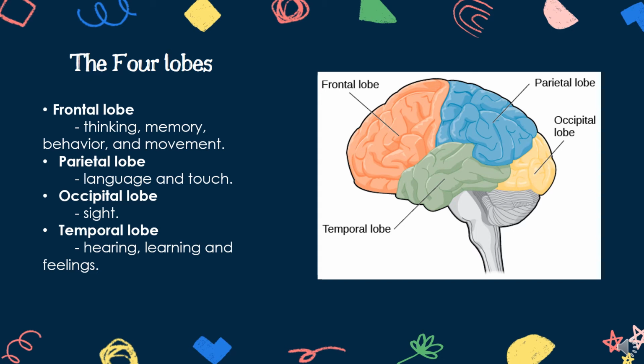Next is the parietal lobe, a part of the brain positioned superior to the occipital lobe and posterior to the frontal lobe, that integrates sensory information from different modalities, particularly spatial sense and navigation. It is responsible for language and touch. Third one is the occipital lobe, located at the back of the head. This is the visual processing center of the brain. It is responsible for sight.